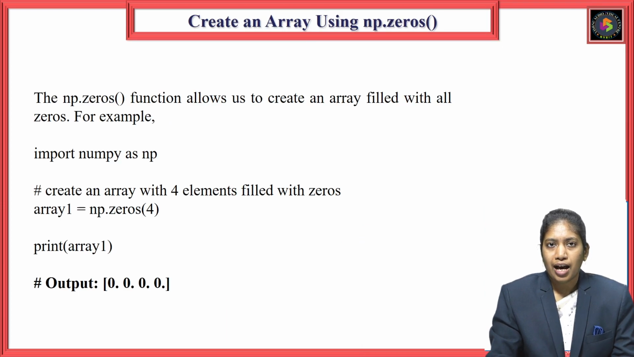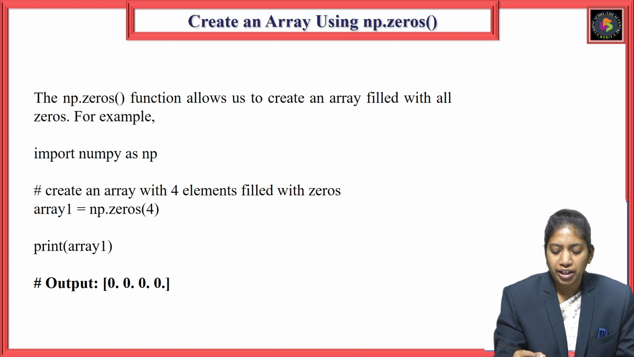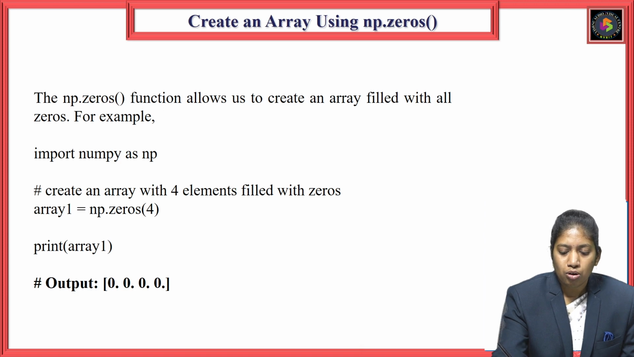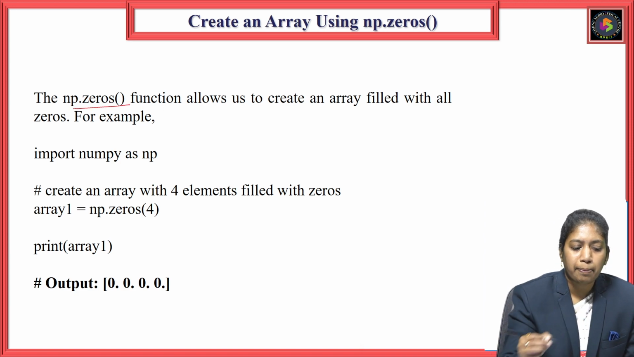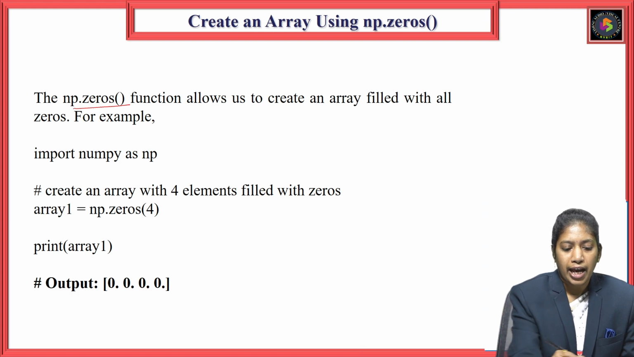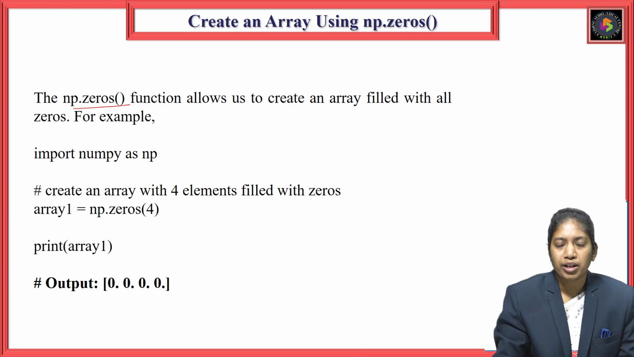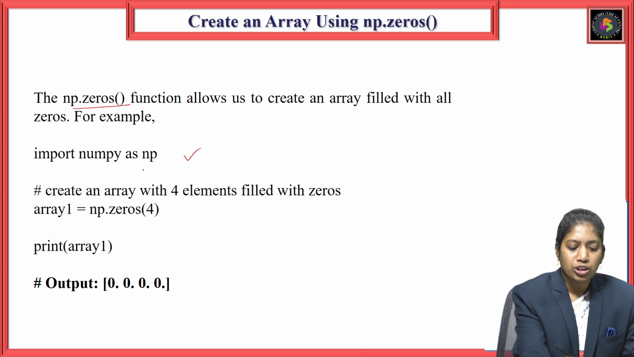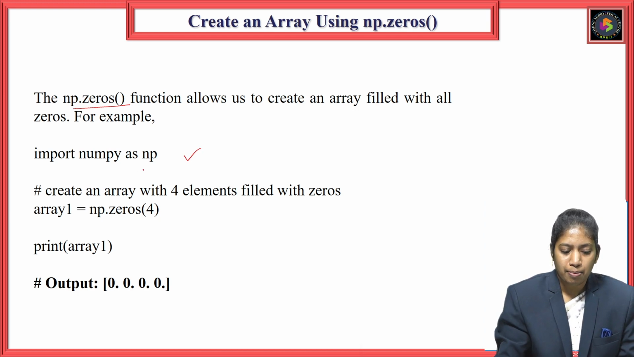How to create an array with 0 values? So I need zeros in my array. How to create an array with 0? All the zeros will be filled in an array with the help of the np.zeros function. The np.zeros function allows us to create an array filled with all zeros. The zeros function is available in NumPy, so first I have imported numpy as the alias name np.